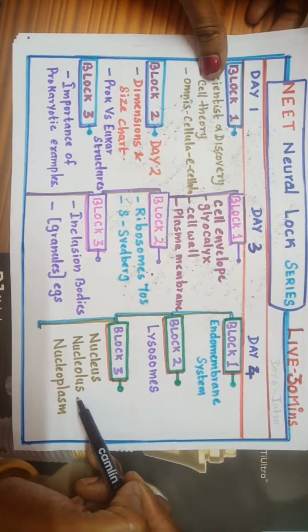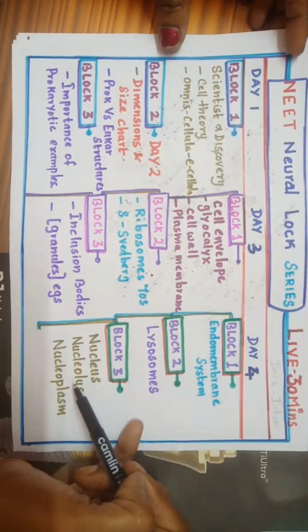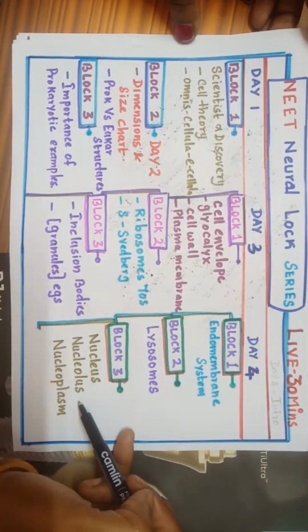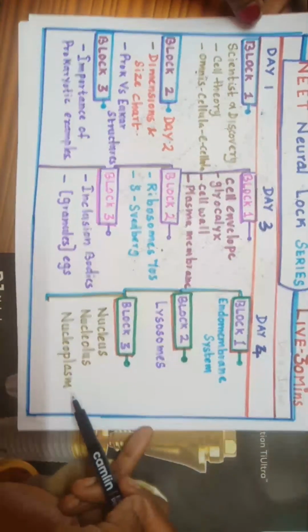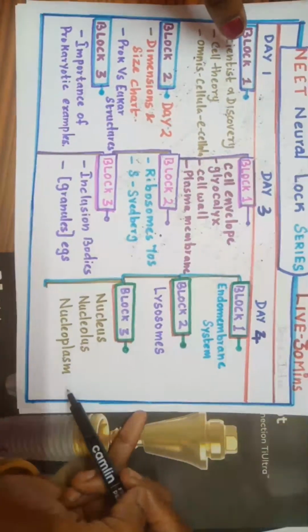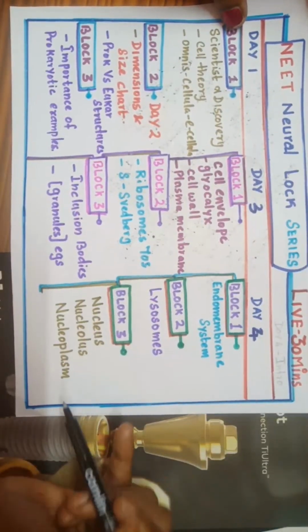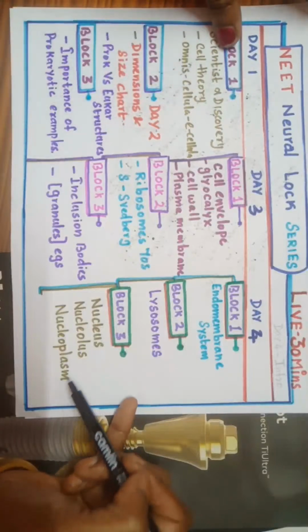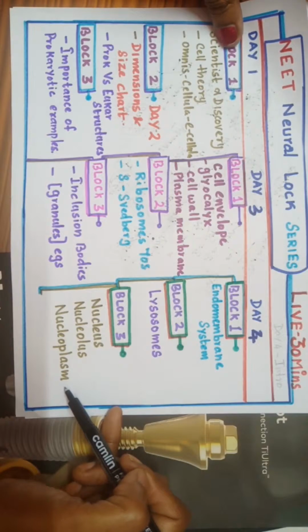The nucleolus is present in the center of the nucleus. What is the function of nucleolus? RNA synthesis, that is ribosomal RNA synthesis. Then we have nucleoplasm, which is made up of chromatin and nucleolus. Nucleoplasm is also called nuclear matrix.